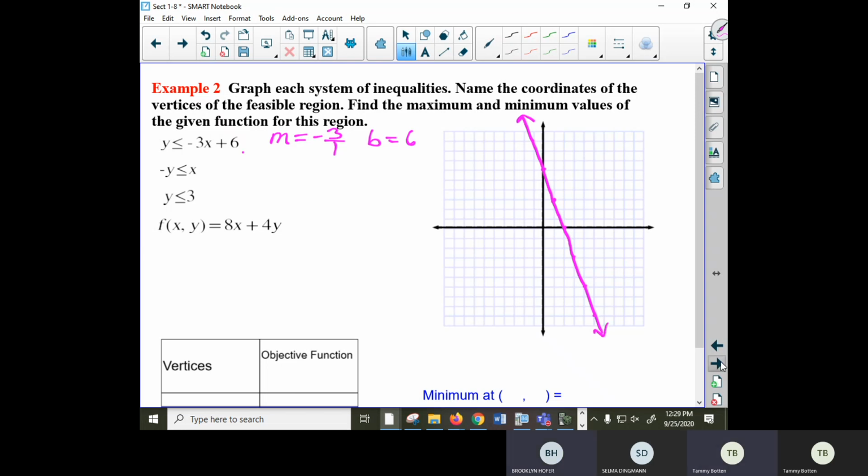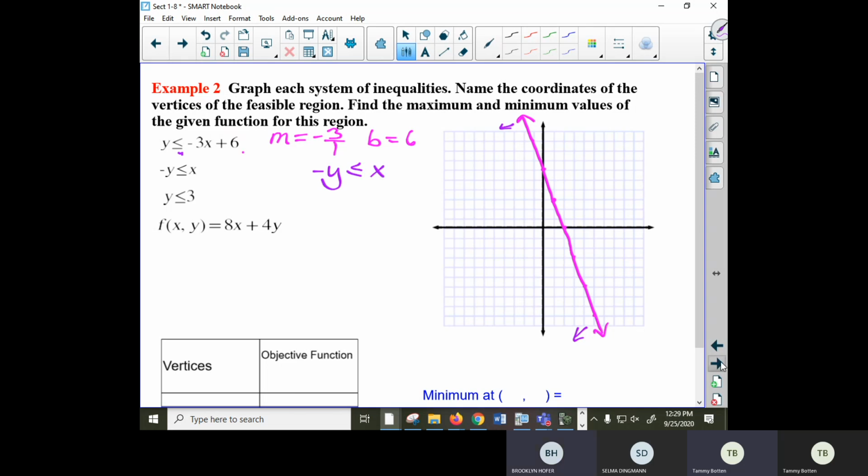Okay. Now, this one was less than or equal to. So should I shade above the line or below the line? Below. So I'm going to just write that right here. Okay. Now I'm going to go to this thing that says negative y is less than or equal to x.